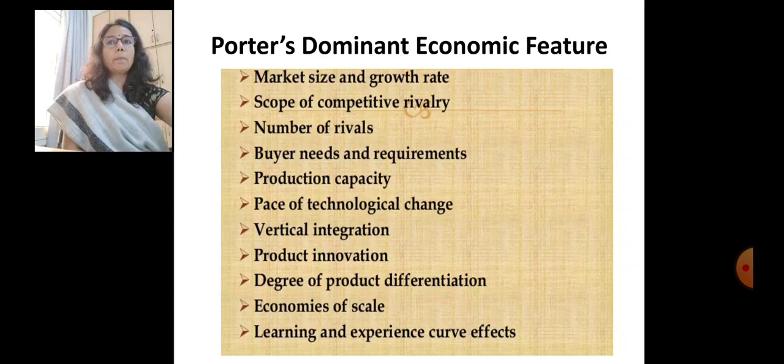Then talking about the pace of technological change. If the industry is characterized by a rapid pace of technological change, then state-of-the-art technology is imperative for the success of organizations. For example, the mobile phone industry requires rapid change in technology in order to meet changing customer demand.